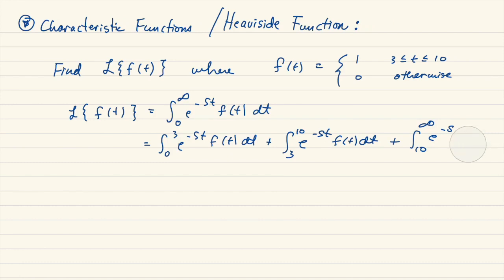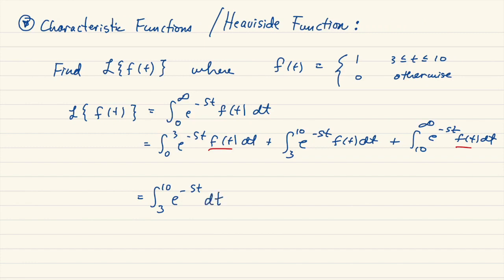The integral from 0 to 3 and the integral from 10 to infinity are going to be 0 because our function f is 0 on those intervals. And what we really need to do is to compute this middle integral from 3 to 10. So this is going to be the integral from 3 to 10 of e to the negative st. Between 3 and 10, f of t is going to be 1. So this is 1 dt.